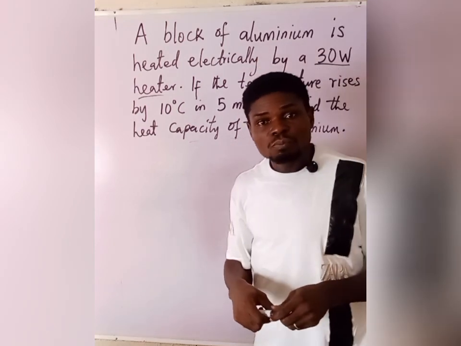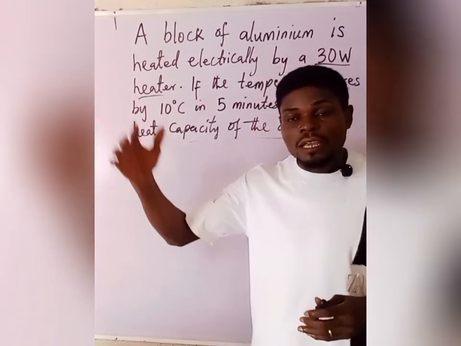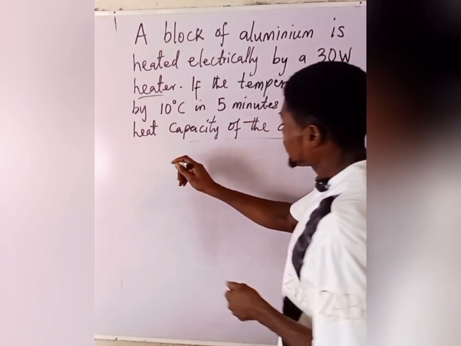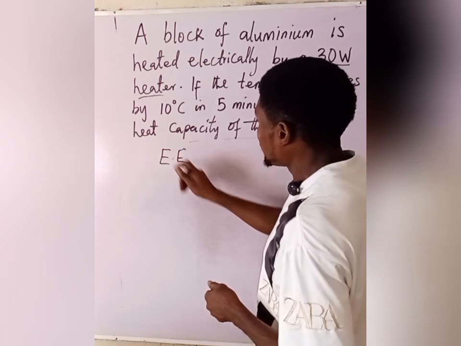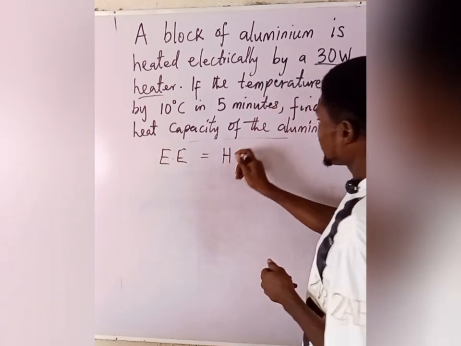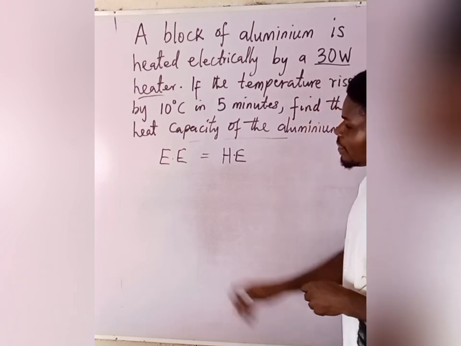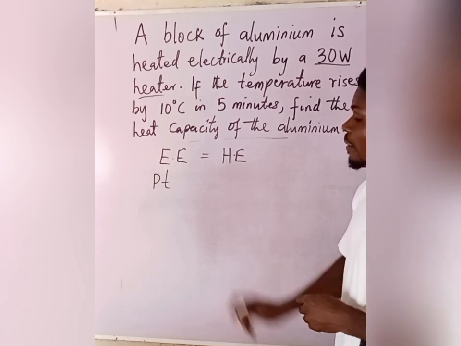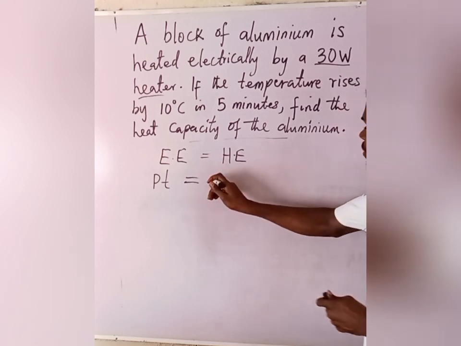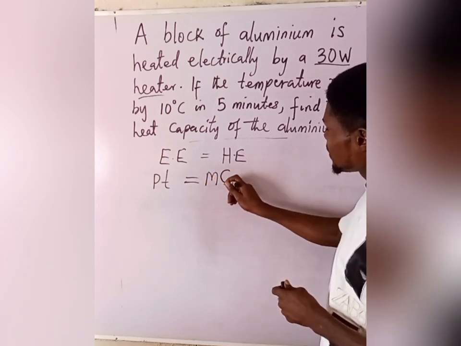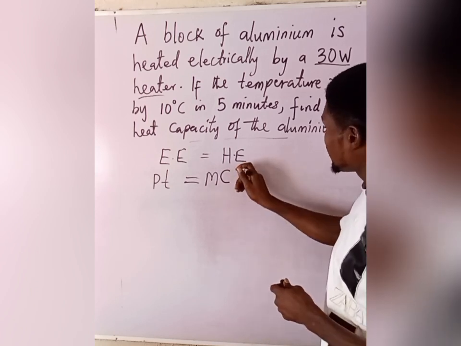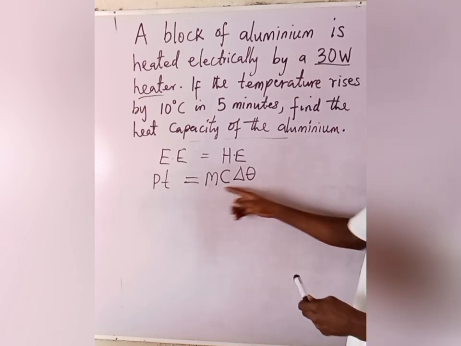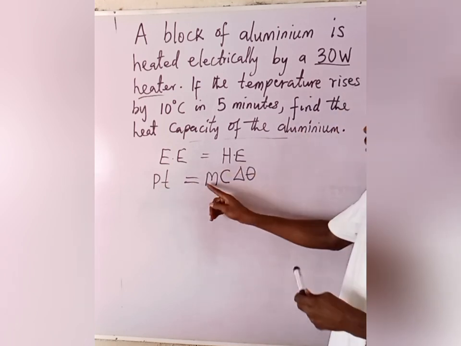So we're going to make use of the relationship that the electrical energy is equal to heat energy. That way we now say that electrical energy, let's use EE, is equal to heat energy, HE. All right, so electrical energy is power multiplied by the time. Then this is equal to heat energy, which is mass multiplied by the specific heat capacity of the substance, then multiplied by the temperature change, theta. All right, so this is the formula for the conversion from electrical energy to heat energy.